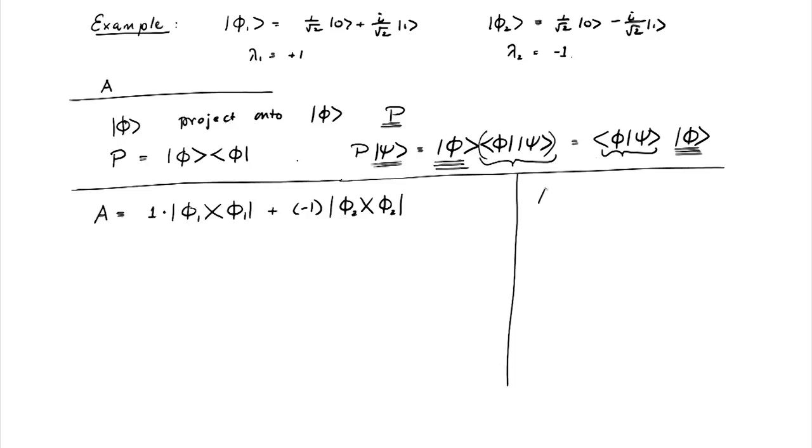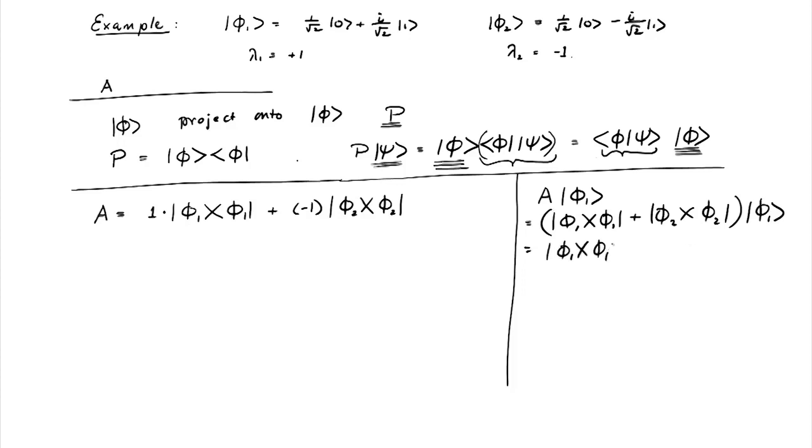Well, let's actually go ahead and apply A times phi 1. What do we get? It's phi 1, bra phi 1, plus, oh sorry, this is minus, right? Minus phi 2, bra phi 2, times phi 1, which is phi 1.